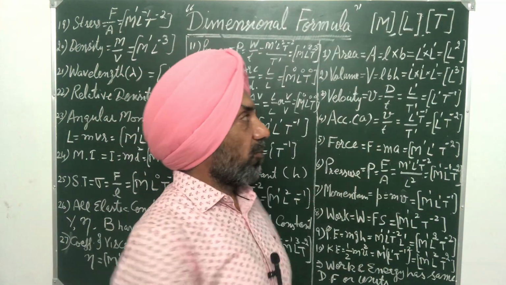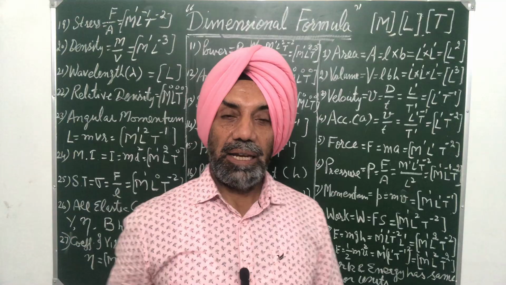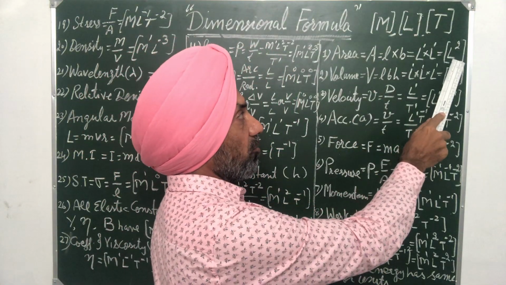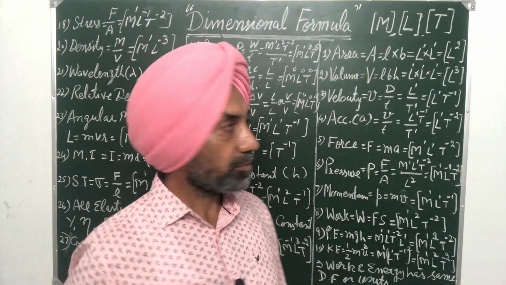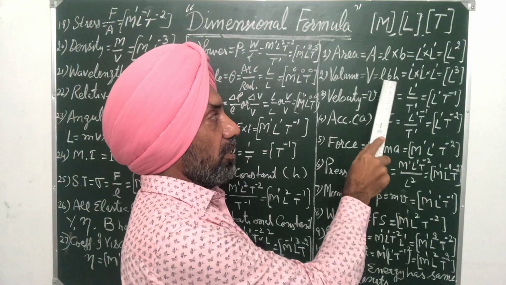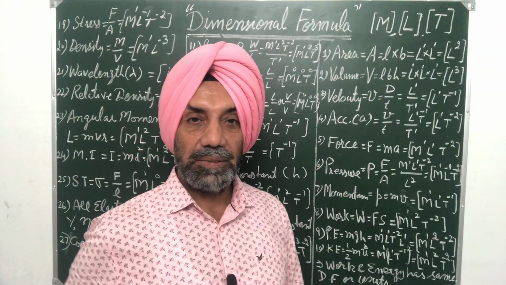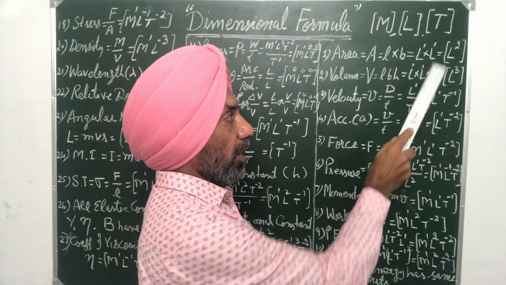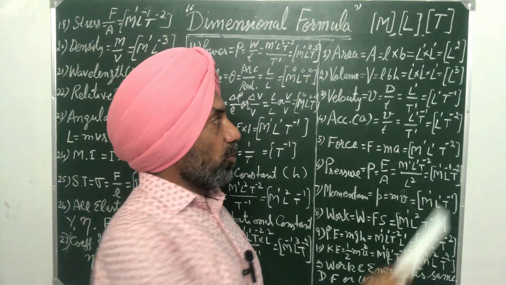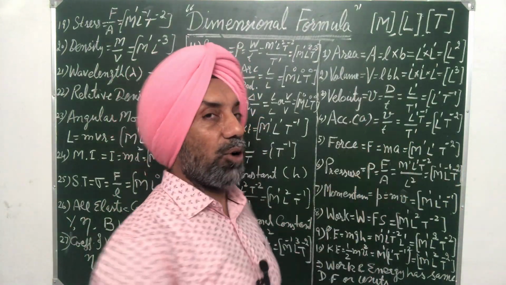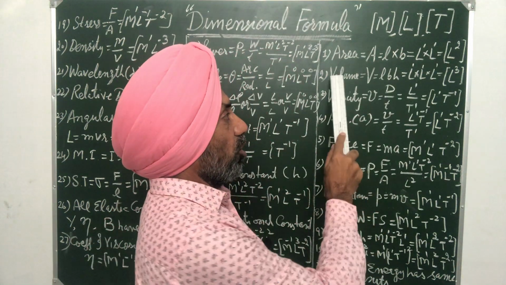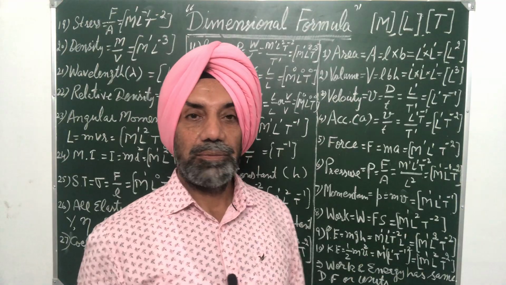It means if length is measured in meter, area will be measured in meter square. So knowing the units of length, we can find the units of area. Second, volume. Volume by definition is length into breadth into height, that is L1 into L1 into L1, that is L cube. So [L³] is the dimensional formula of volume. So if length is measured in meter, then the unit of volume will be meter cube.